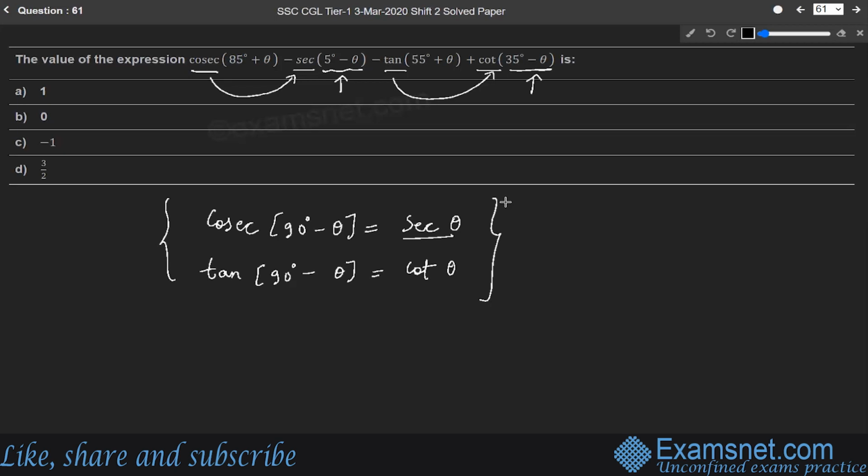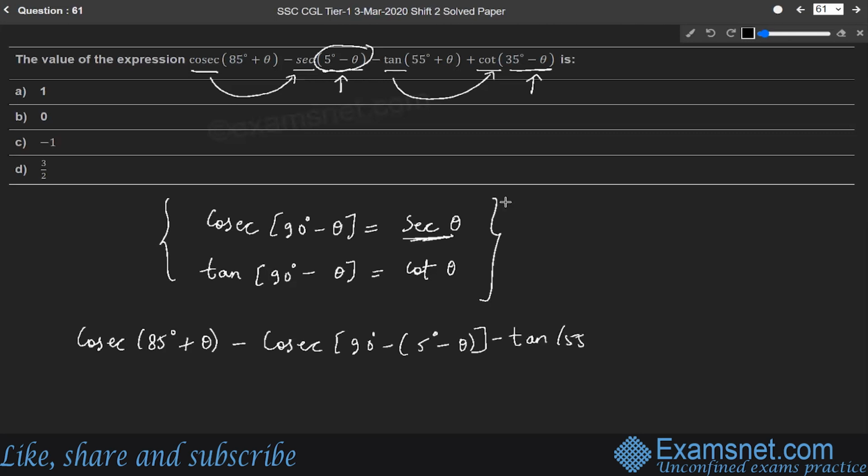So if we replace these values, then this expression will be only in the terms of cosec and tan. So now let's replace the values. The first term is cosec 85 degree plus theta. Next term is minus sec theta. We know that sec theta is cosec 90 minus theta. And here what is the value of theta? 5 degree minus theta. This is theta here. All right. So sec theta is cosec 90 degree minus theta. What is the value of theta? 5 degree minus theta. Then next term is minus of tan 55 degree plus theta plus cot theta.